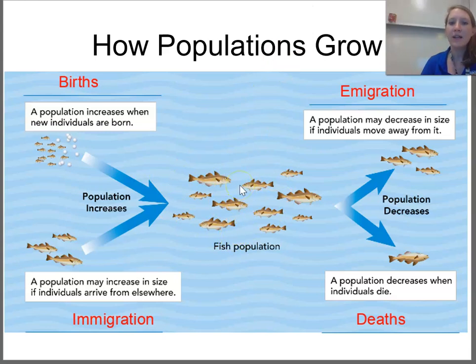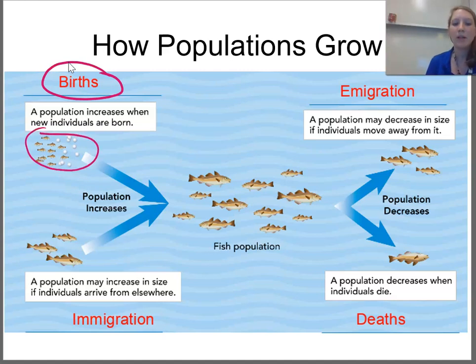So different things that affect our population growth are birth. When you have more organisms being born, that can affect your population growth. If you have a lot of birth, obviously that can increase it. You have new individuals, like little babies, coming into the population, and that is going to make the number of fish go up. So that would increase it.